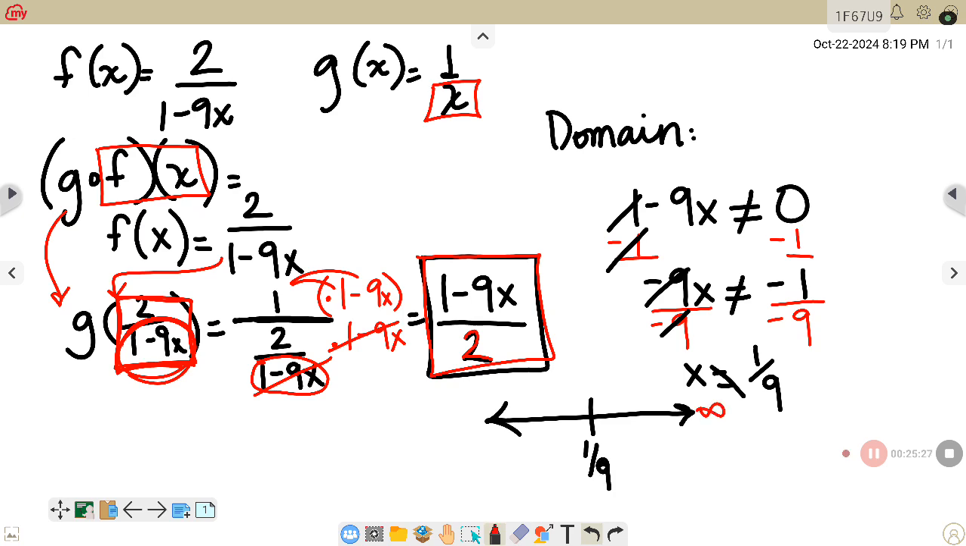So your intervals are negative infinity to 1/9, in union with the other interval, which is 1/9 to positive infinity.